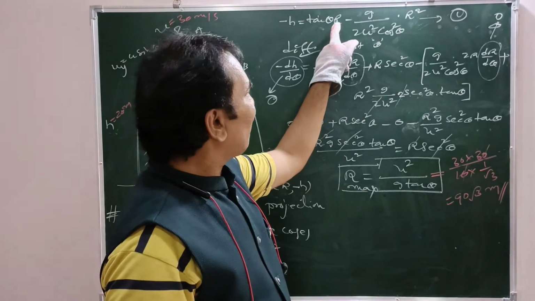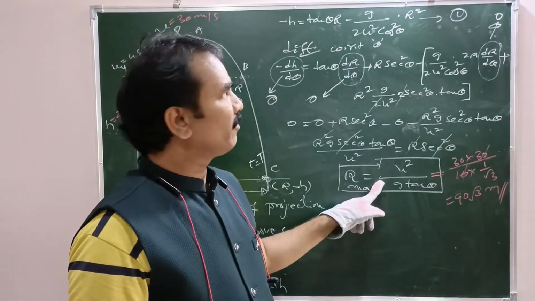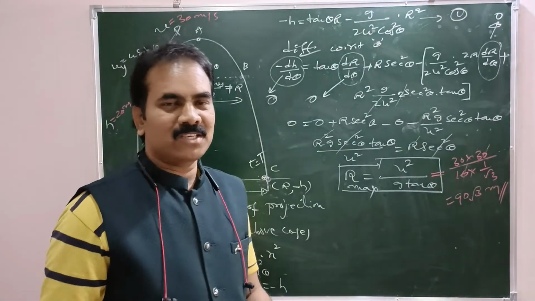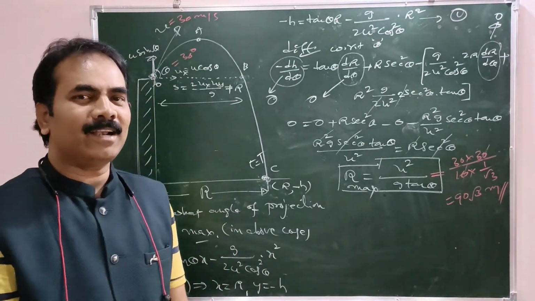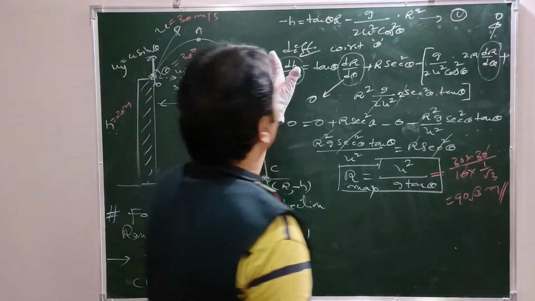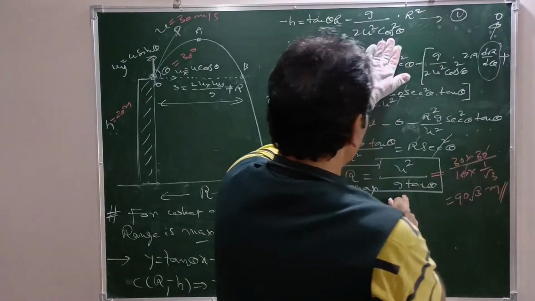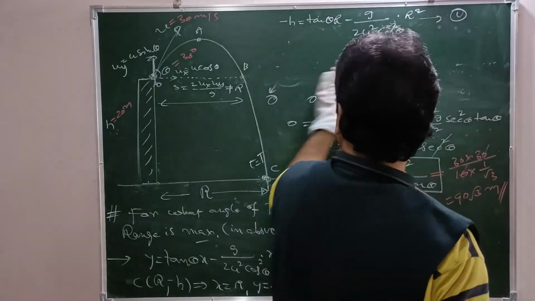Here in this expression, if R is replaced by R max, you can find theta also, meaning the angular projection for which range is maximum. That's how we can find the angular projection also. So I am replacing R by writing u square by g tan theta.